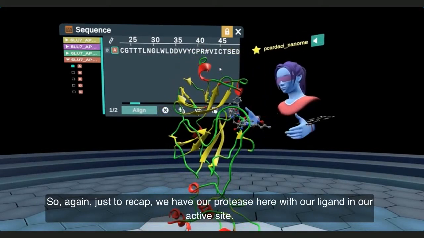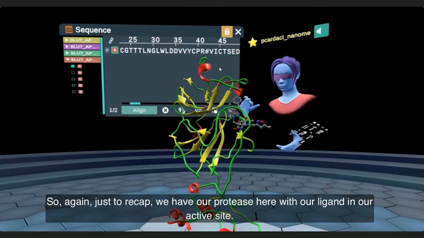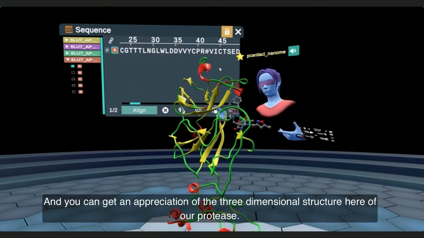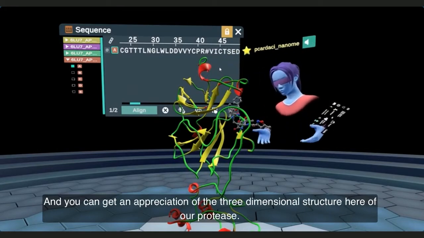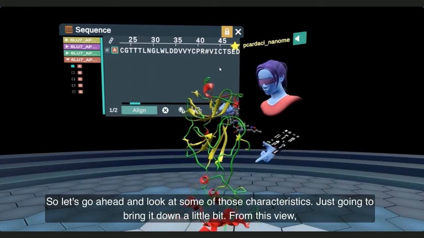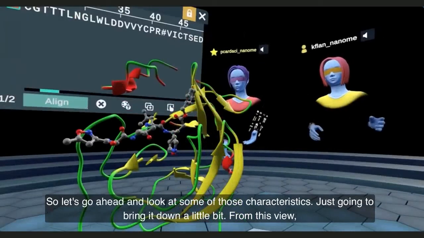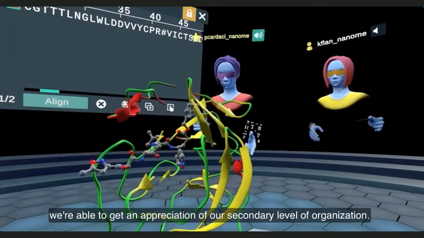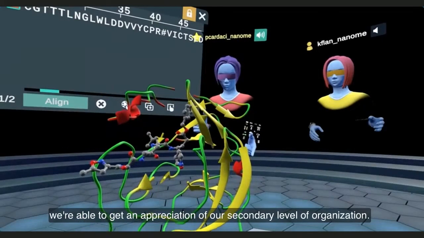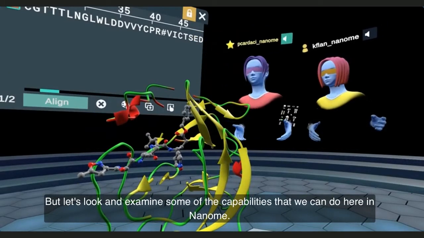So again, just to recap, we have our protease here with our ligand here in our active site, and you can get an appreciation of the 3-dimensional structure here of our protease. So let's go ahead and look at some of those characteristics. I'm just going to bring it down a little bit. From this view, we're able to get an appreciation of our secondary level of organization. Let's look and examine some of the capabilities that we can do here in Nano.